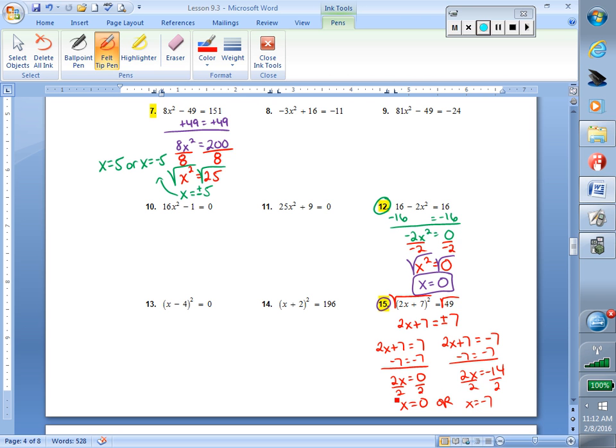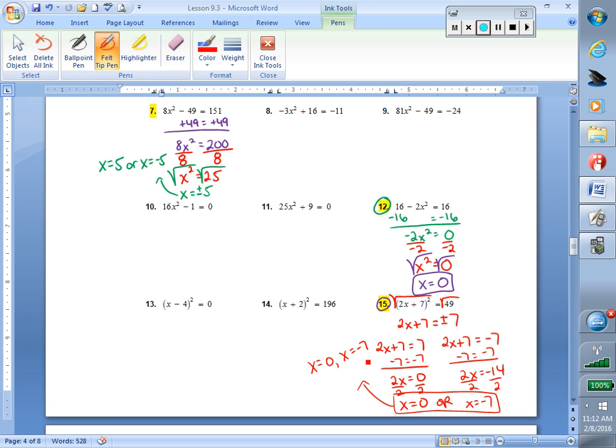Now, usually when I write my answer, I usually put the word or between them. Oftentimes, you will also see there'll just be a comma between them, and that's okay. But it's the same thing we saw when we were graphing. It's not an ordered pair of 0, negative 7. It's x equals 0, x equals negative 7. You can write it either way.